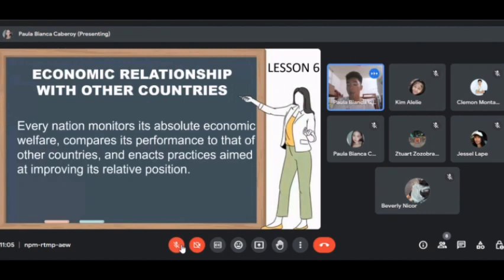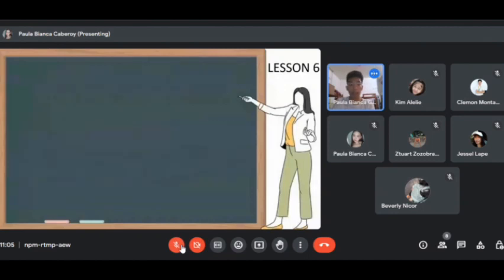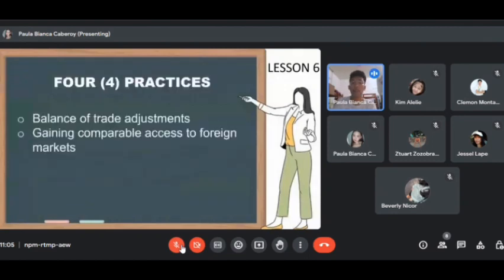So how to improve relative position? To enhance its relative position, a nation employs several strategies. So what are the strategies? We have balance of trade adjustments, gaining comparable access to foreign markets, using restriction tools as a bargaining tool, and controlling prices.